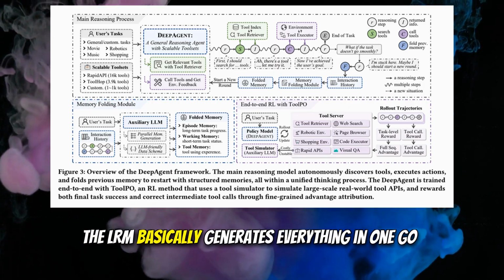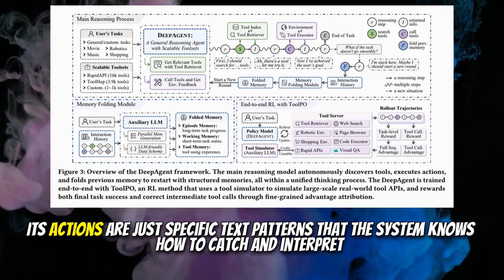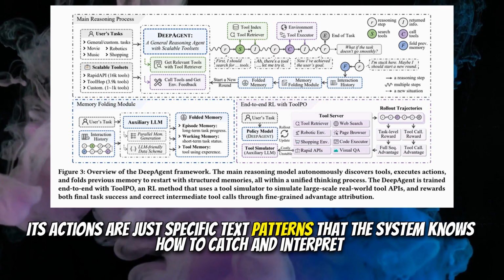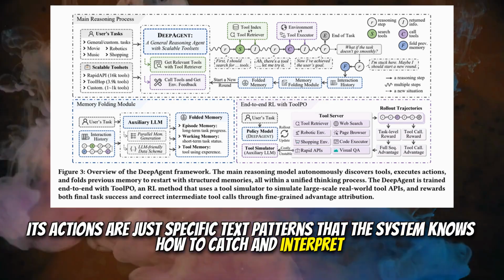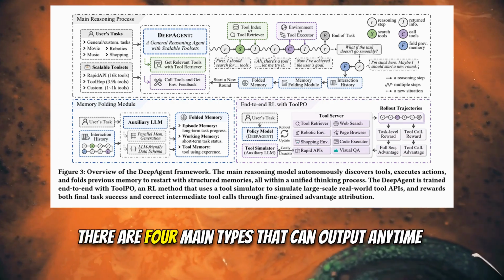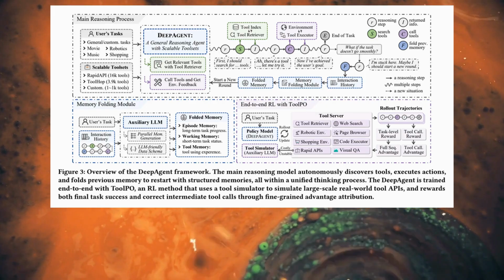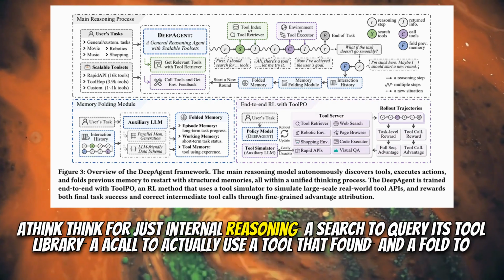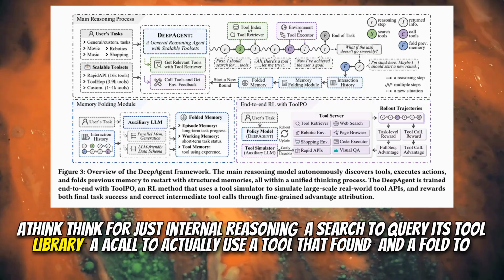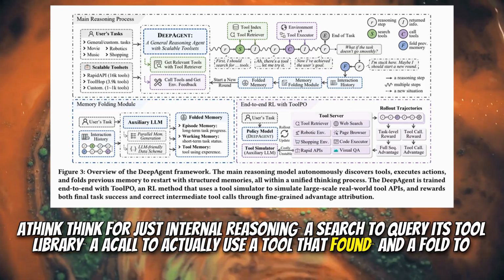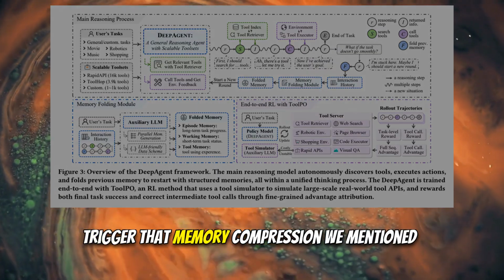The LRM basically generates everything in one go. Its actions are just specific text patterns that the system knows how to catch and interpret. There are 4 main types it can output anytime. A think for just internal reasoning, a search to query its tool library, a call to actually use a tool it found, and a fold to trigger that memory compression we mentioned.